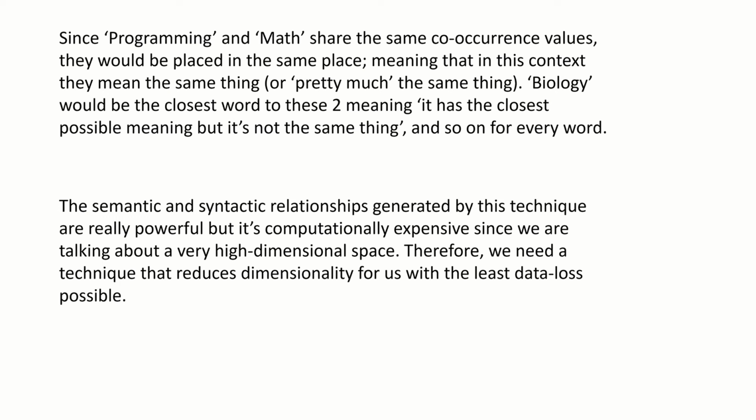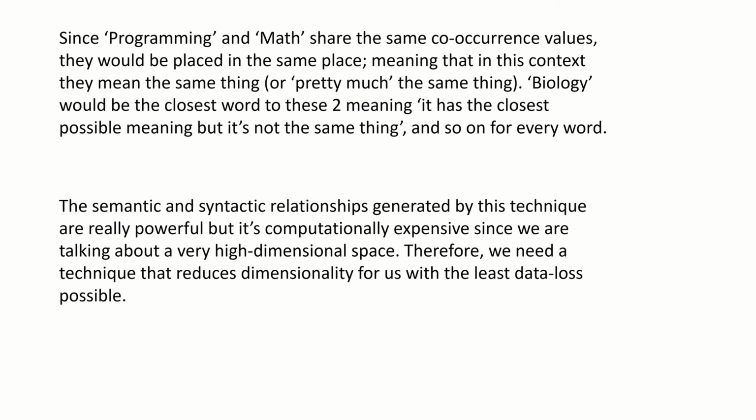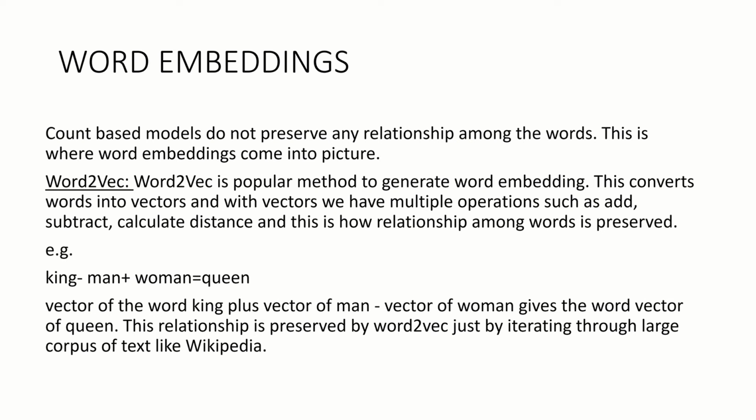If you observe here, programming and math have the same co-occurrence values. So that means they can be placed in a similar area, meaning that in this context, they both mean the same. This technique gives a relationship between the words, but it is too expensive since we are talking about a very high dimensional space. Therefore, we need a technique that reduces dimensionality for us with the least data loss possible. So that's where word embeddings come into the picture.